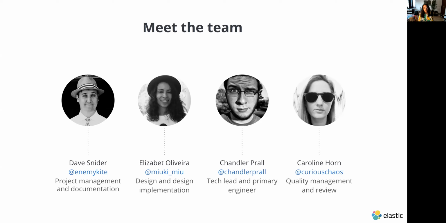So Dave Snyder became responsible for being the project manager and for the documentation. I was responsible for design and also to implement the design with code. And then Chandler was going to take over my design implementation and deep dive and make sure the code was done properly, and then take care of the API and also create this plugin system where everyone could embed a component inside the Markdown. And then Caroline was responsible for the quality management and also to review our pull requests.